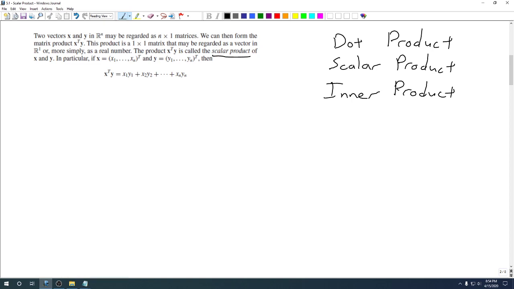And so if we have x, technically a column of all x's, and y, a column of y's, then x transpose y, the scalar product, is going to be the product of each pair, x1 y1, x2 y2, and so on, then added all together.